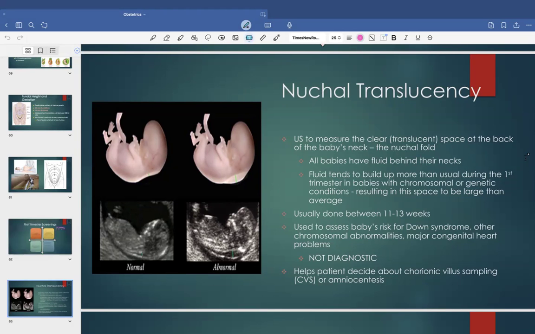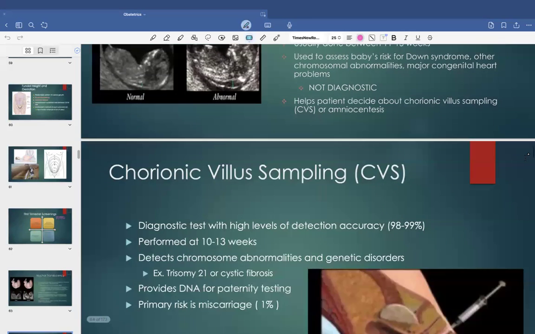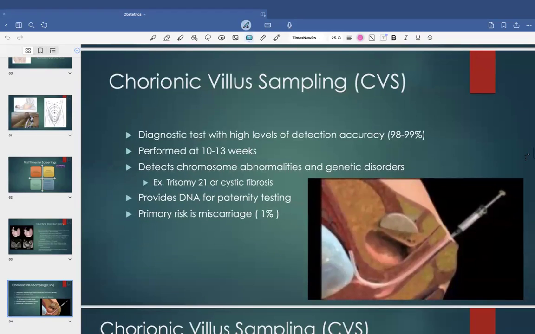So let's talk about those specialized tests. The CVS, or chorionic villus sampling, is a diagnostic test with high levels of detection accuracy, 98 to 99%. It is performed at 10 to 13 weeks. It detects chromosome abnormalities and genetic disorders, cystic fibrosis, trisomy 21. It also provides DNA sampling for paternity testing. You are not the father. Primary risk of miscarriage is 1%.